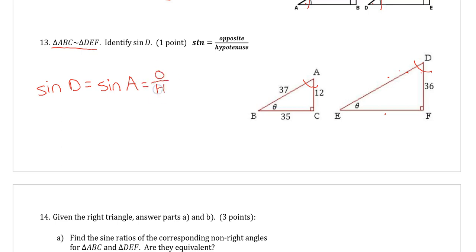Sine is, again, opposite over hypotenuse. So, looking at the sine of A, right, I have hypotenuse, opposite, and adjacent. So my opposite side is 35, and my hypotenuse is 37. Okay, so again, just recognizing that those two triangles are going to be the same. They're going to have the same trig ratios. Okay.